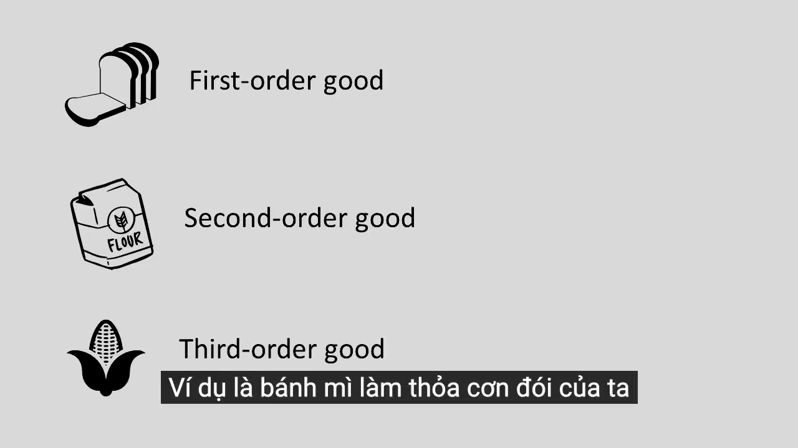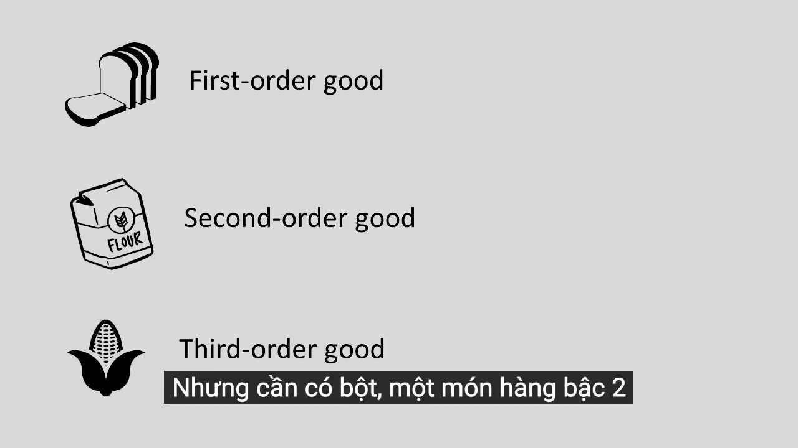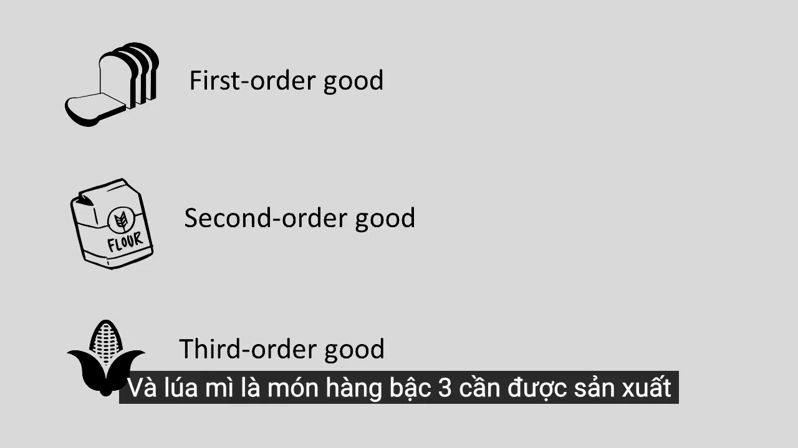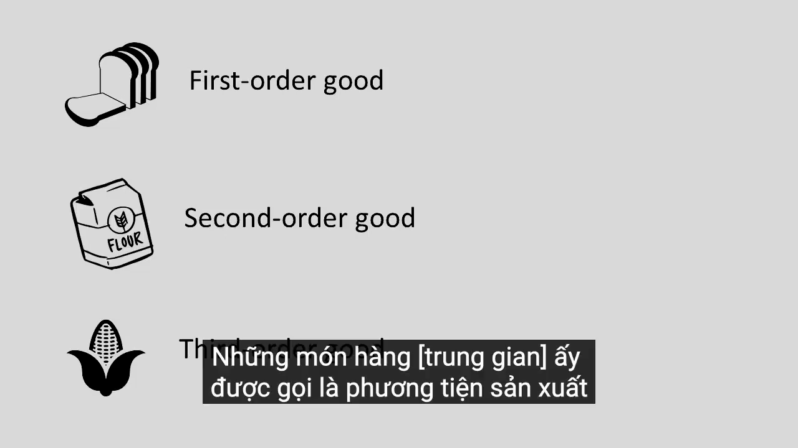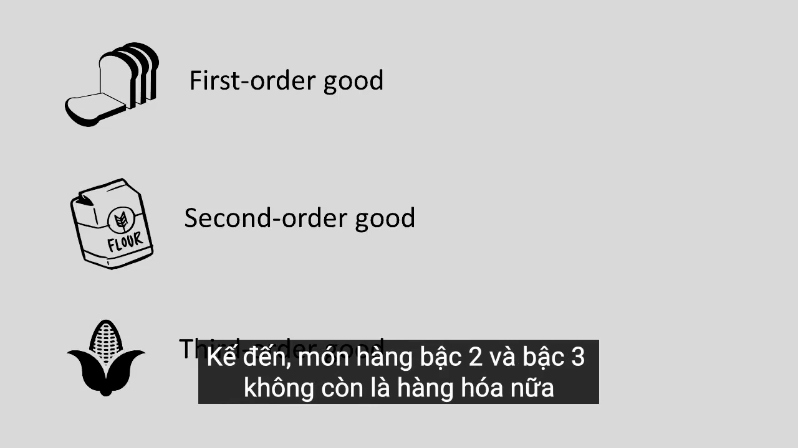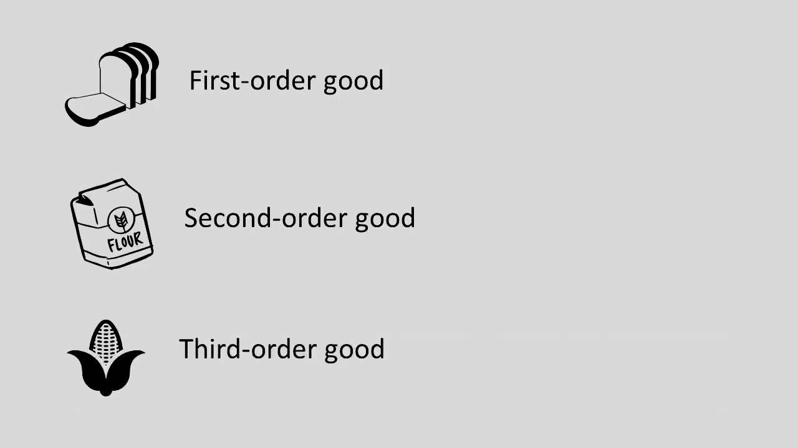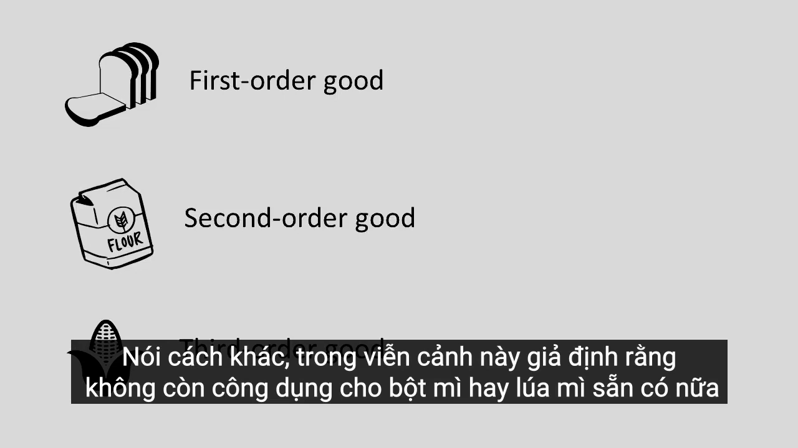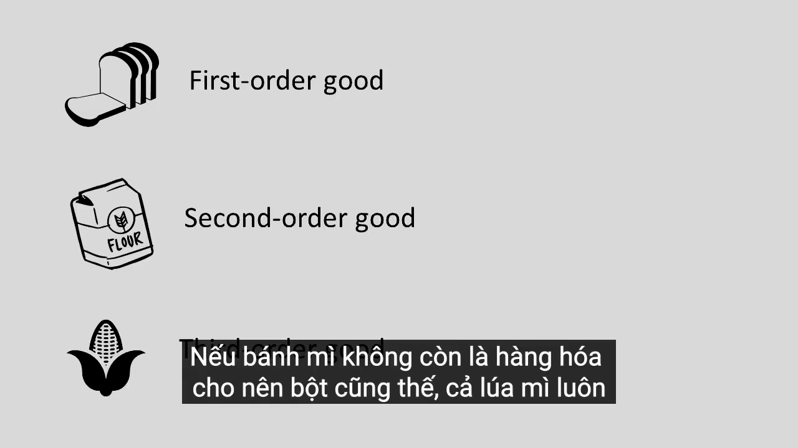For example, bread fulfills the human need for hunger, but requires flour, a second-order good, and wheat, a third-order good, to be produced. These higher orders of goods are the means of production. Menger points out that if the first-order good ceases to be a good, let us say if the need for it disappears, then the second-order and third-order goods also cease to be goods. In other words, in this scenario, assuming no other uses for flour or wheat are available, if bread ceases to be a good, then so do flour and wheat.